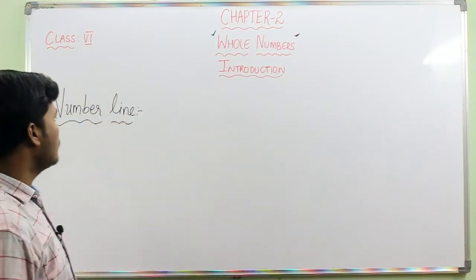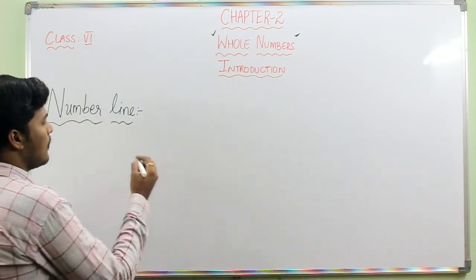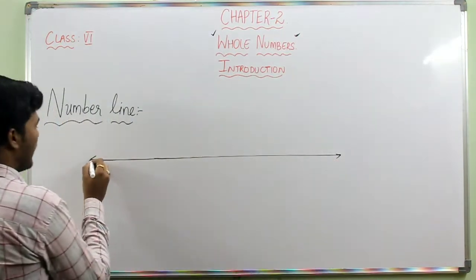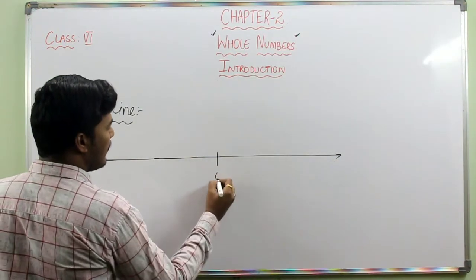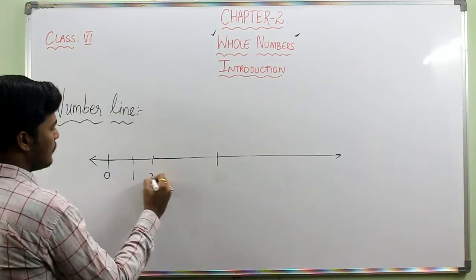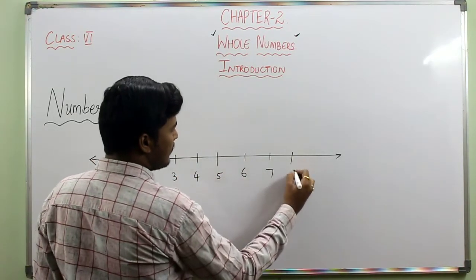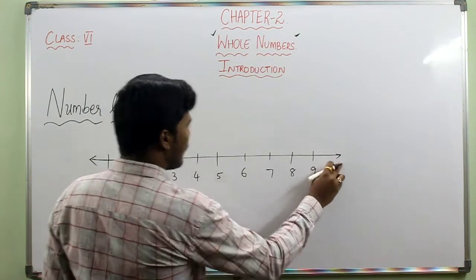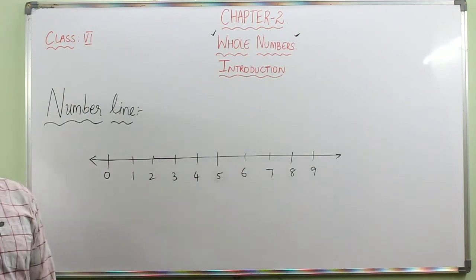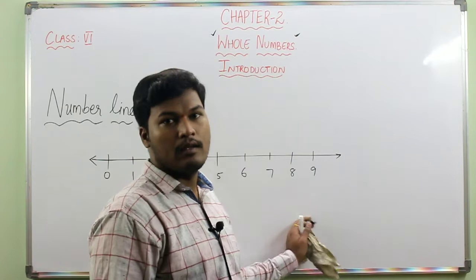Now, the next concept is number line. What is this number line? A line of numbers is called a number line. For example, this is called a number line. On this number line, we will have 0, 1, 2, 3, 4, 5, 6, 7, 8, 9, and I have plotted an arrow. That means they can be continued till the end. So the line of numbers is called a number line.